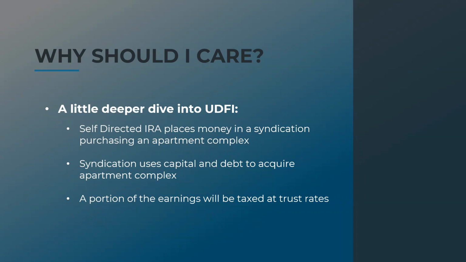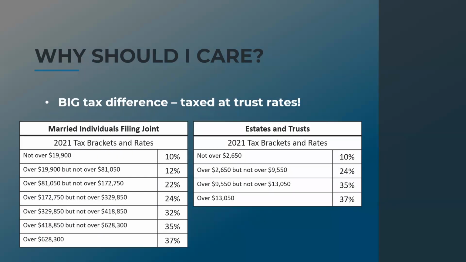The problem is when you have money coming from a self-directed IRA, a portion of those earnings, if there are net earnings, will be taxed at trust rates. And for many of you who actually have a trust or irrevocable trust and know how that works, the problem is that trust rates are extremely truncated. They're much smaller, so you hit those higher thresholds quicker.